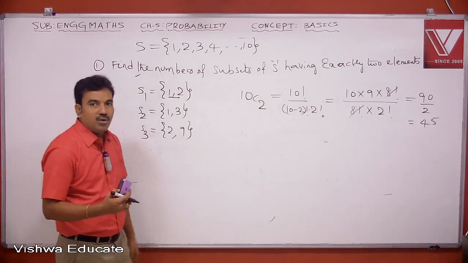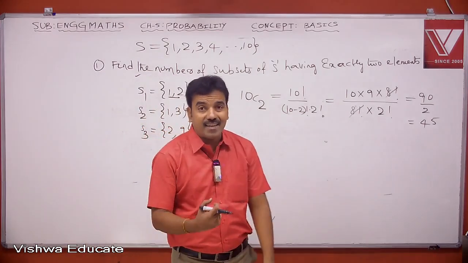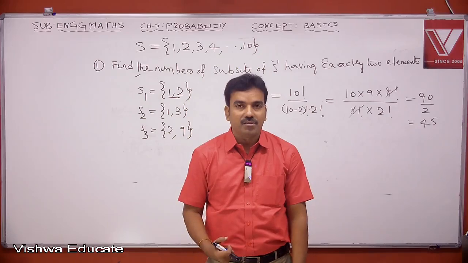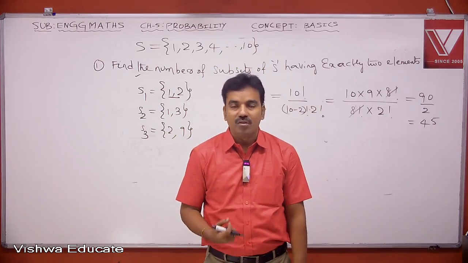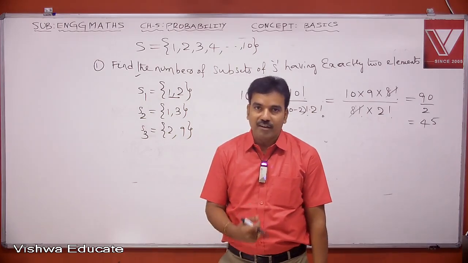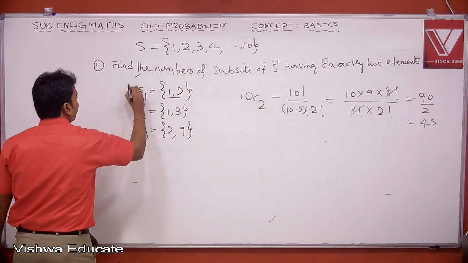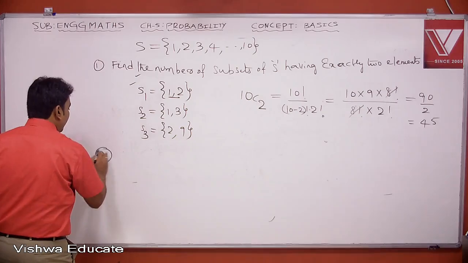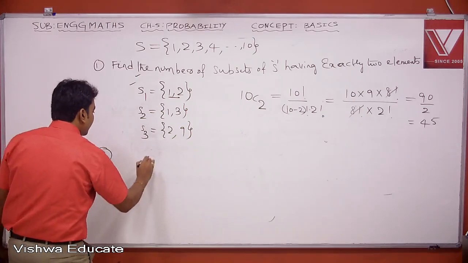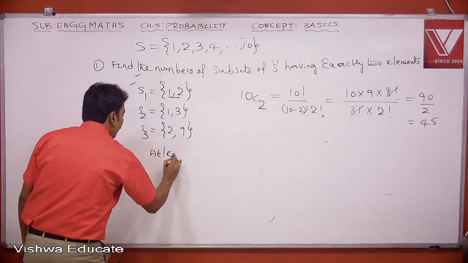That means what we are doing is, we were selecting exactly 2 elements from a set of 10 elements. So we were getting 10C2, that gives exactly 45. So for question number 1, the answer is this. Now let us answer question number 2. Number of subsets of S having at least 2 elements.